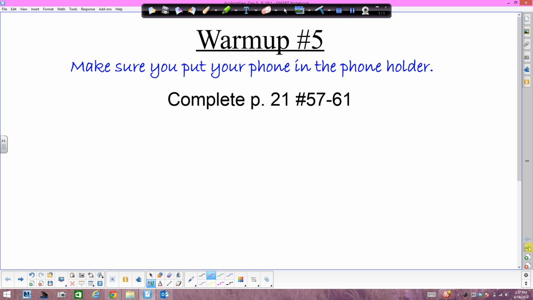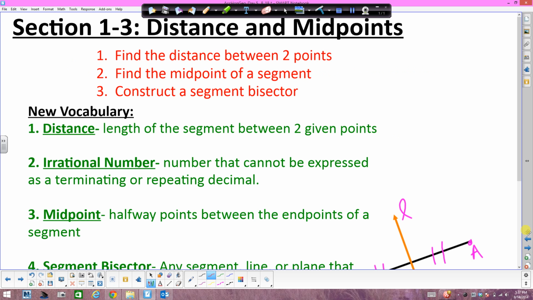So what we're going to start looking at is section 1.3. And in section 1.3, we're talking about distance and midpoint. So for some of you, this will be a review. For some of you, this will be new, but we're just going to go over it. So you should know if you're trying to find distance, that's the length of a segment between two given points.